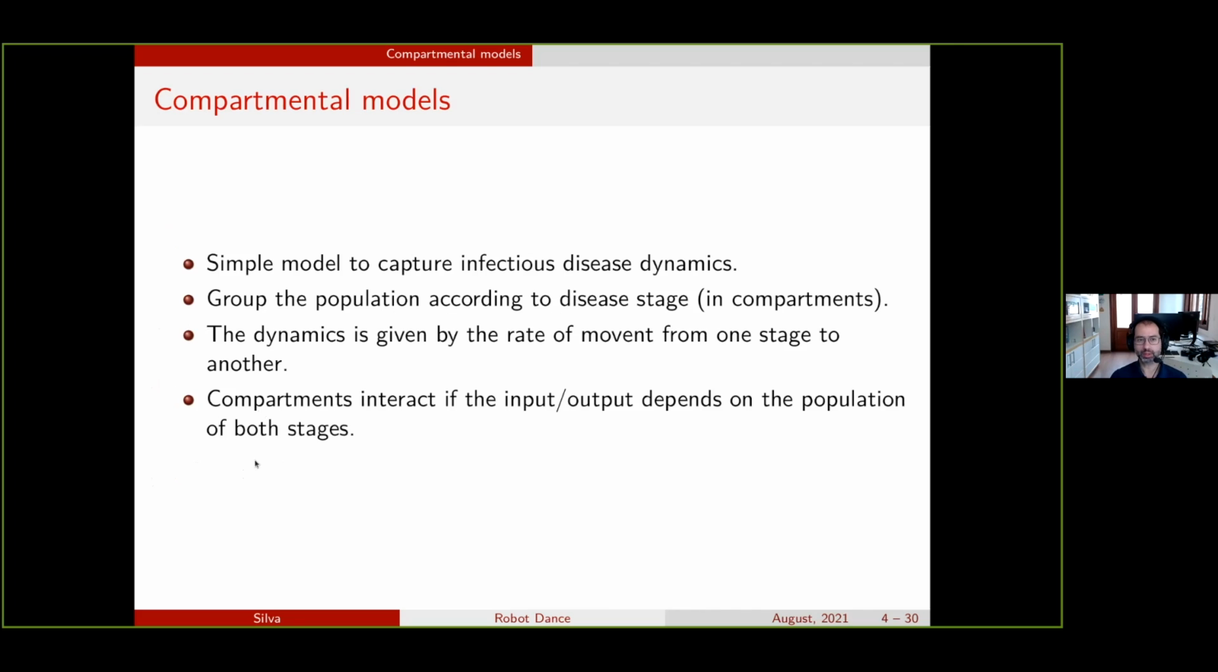Those are very simple models that try to capture the dynamics of an infectious disease. And the basic idea is to group the population into compartments according to their stages on the disease. And the dynamics is basically given by the rate of movement from one stage to the next, or to another, because sometimes there is not only a single next stage. There might be more than one possible next stage. And compartments interact if the input or the output of those compartments depend on the population of both stages.